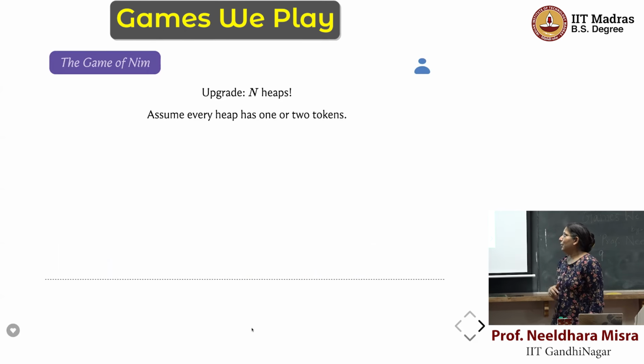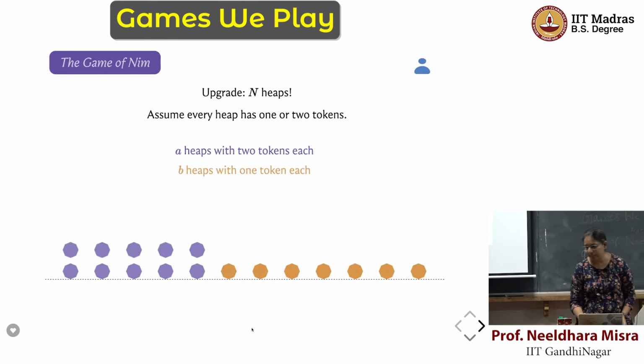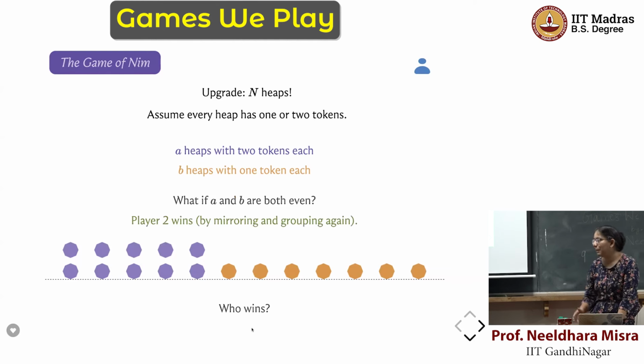Fine. What if every heap has one or two tokens? So let's say we have A heaps with two tokens and B heaps with one token. What do you think? Yeah, depends on even or odd. So what if both A and B are even? Okay, if both A and B are even, it's kind of easy, right? You can again mirror and group, right? So that's easy.